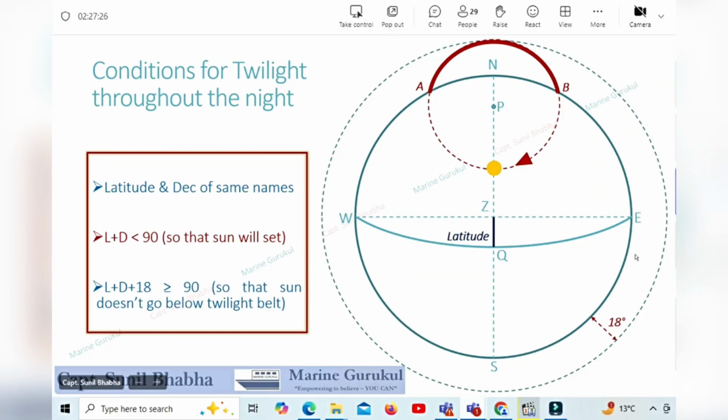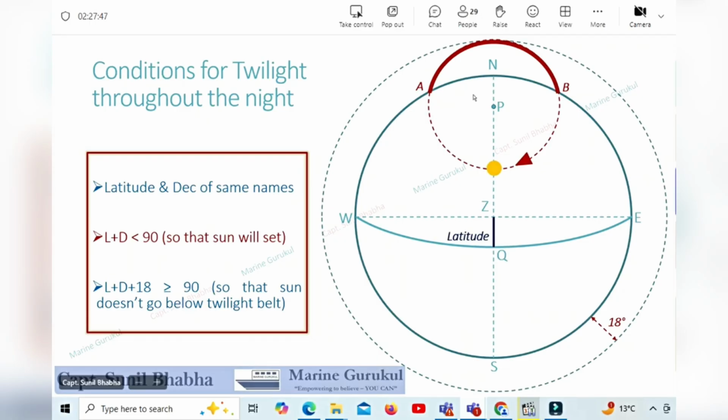So can you show the second condition on the diagram, sir? I cannot visualize. Okay, beta, you remember the circumpolar criteria? Yes, sir. It should be of the same name and latitude plus declination greater than 90 degrees. Very good. So no need to visualize, beta. If lat plus dec becomes greater than or equal to 90, the sun would become circumpolar.